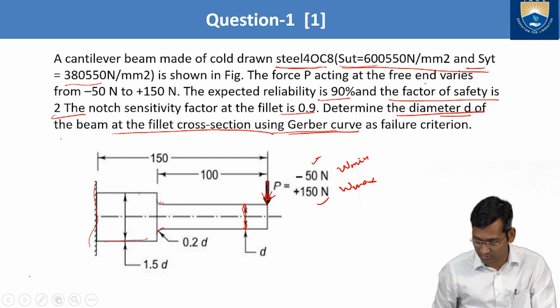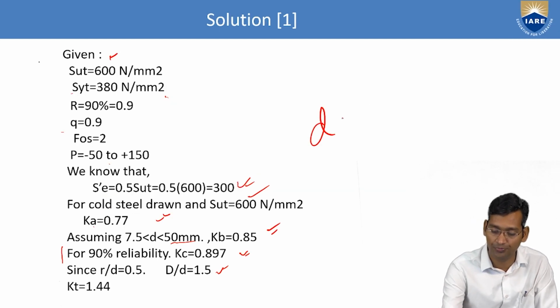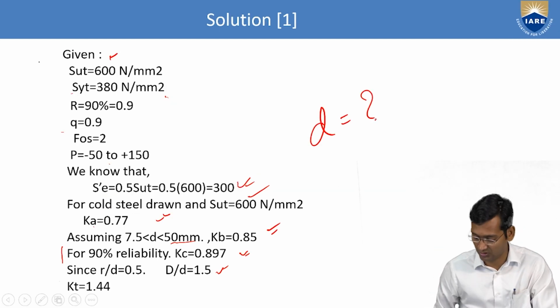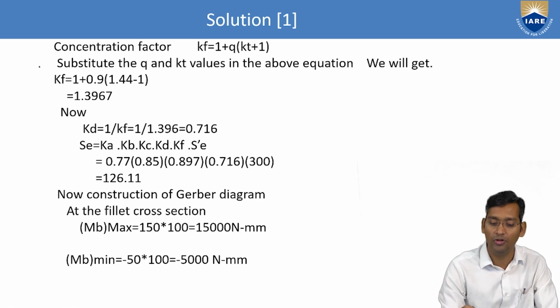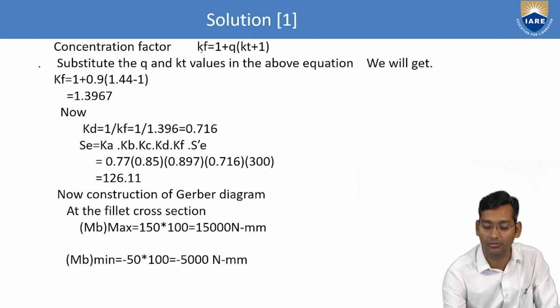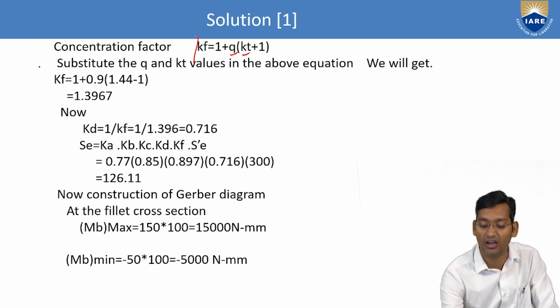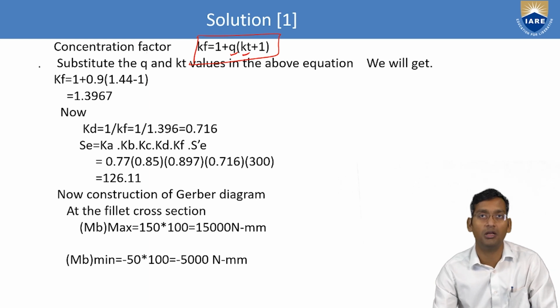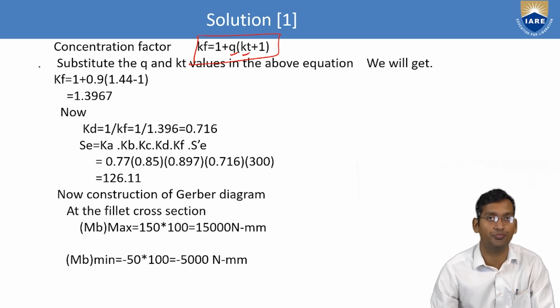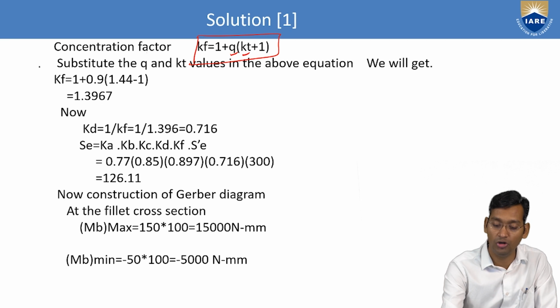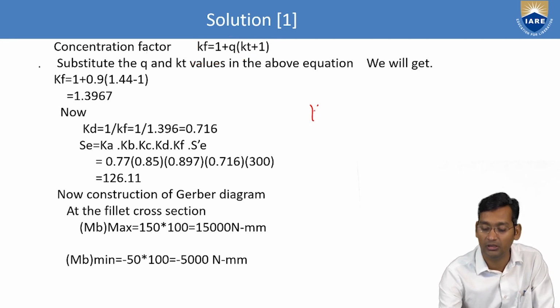So again we have to find d. So d is equal to what? First, the notch sensitivity Q is given, and Kt is from the table. Now this is the formula for the concentration factor in terms of notch. How to find the concentration factor when the notch sensitivity is given? The formula is Kf equals 1 plus Q, that is the notch factor, into (Kt minus 1).